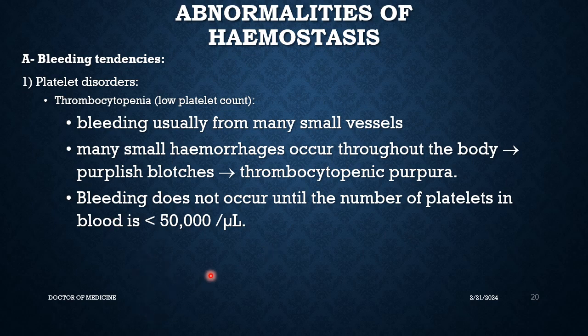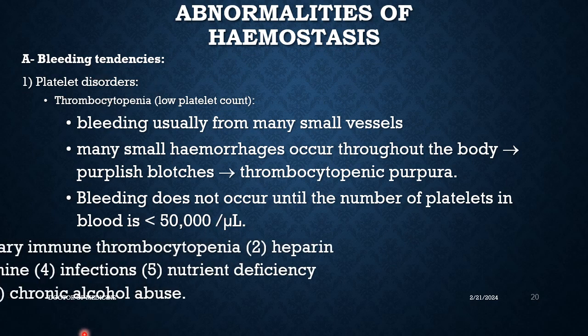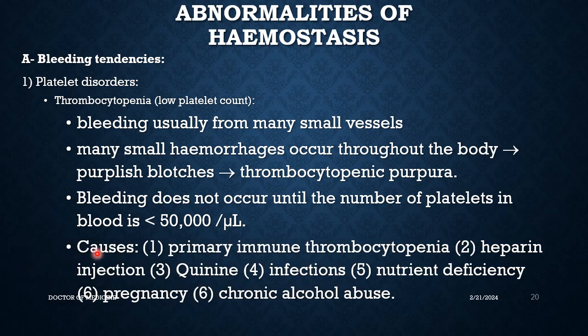So bleeding does not occur until the number of platelets in the blood is less than 50,000 platelets per microliter. So this is the threshold. Below this, you get what is called thrombocytopenia. All right. So next up, we have causes of thrombocytopenia.